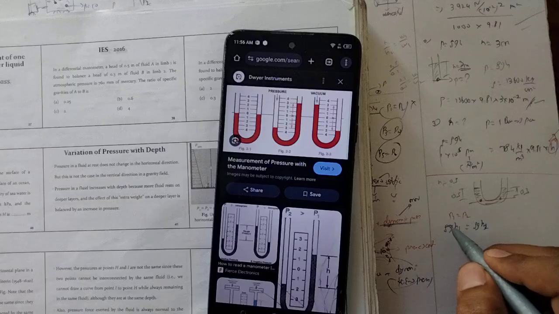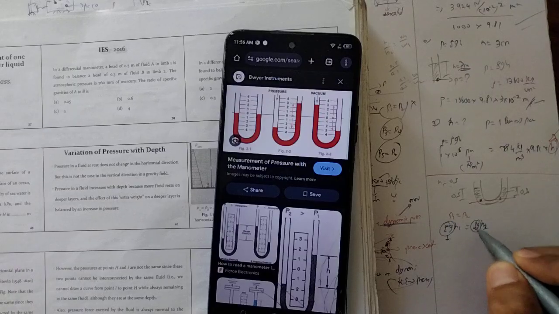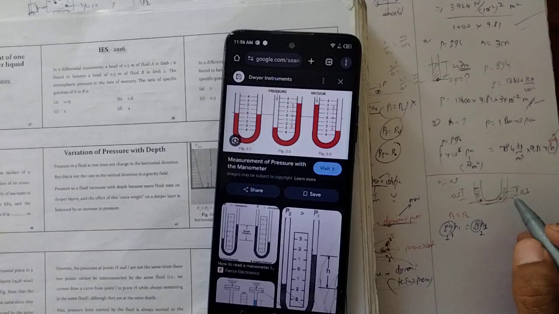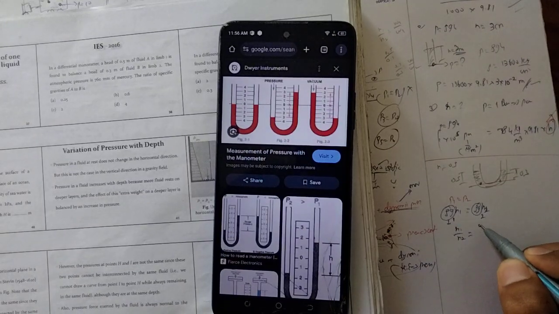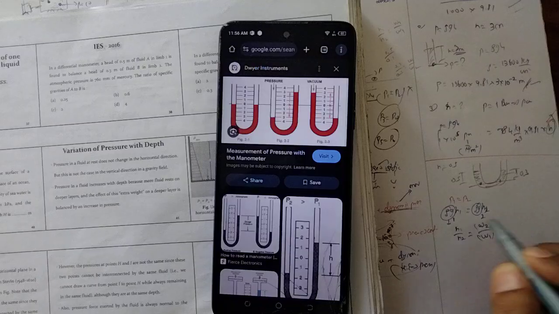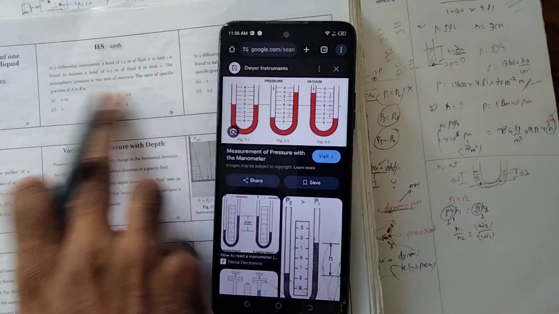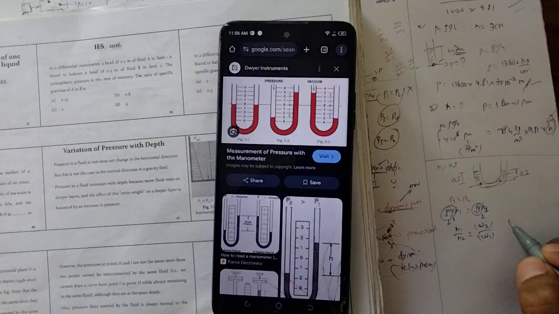Suppose this is the specific weight of 1 and this is the specific weight of 2. So H1 times specific weight 1 equals H2 times specific weight 2. But the question is asking for the ratio of the specific weights of 1 and 2, so W1 by W2 equals H2 by H1.